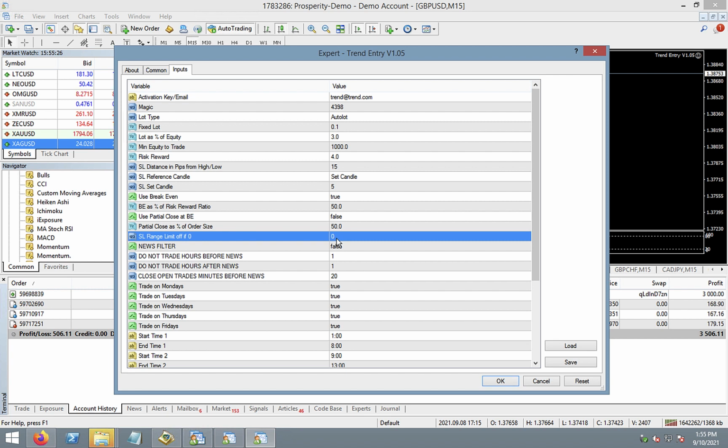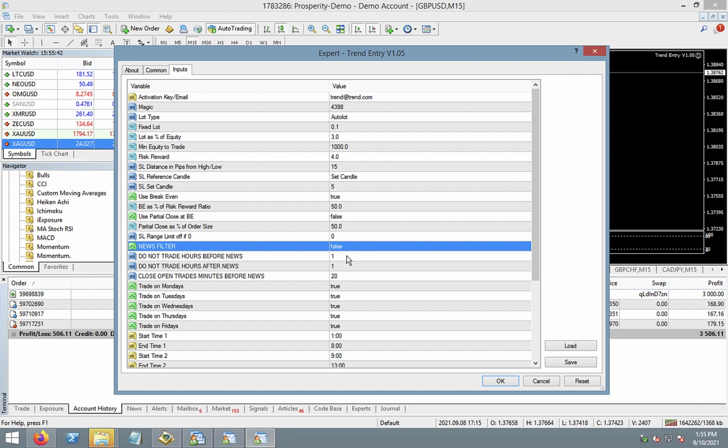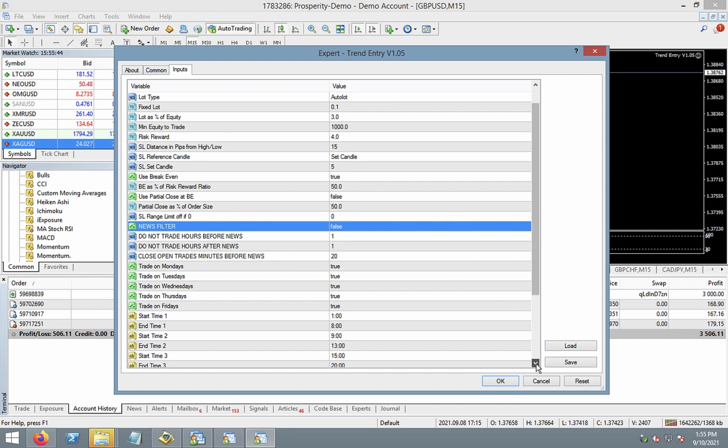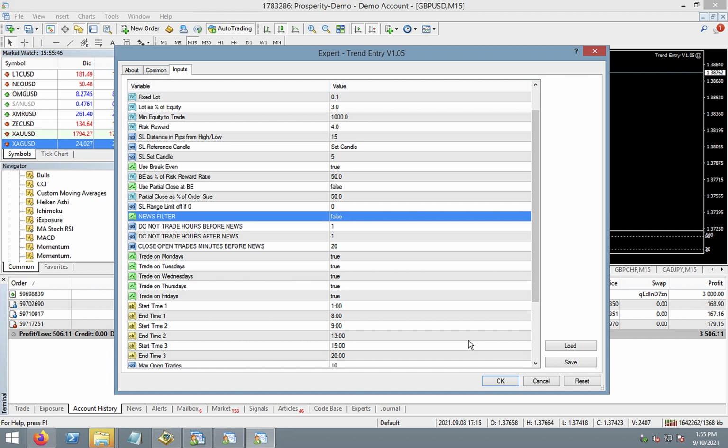I have a stop loss range filter, which I set to 0, but you can set something. Let's say that your stop loss is 70 pips. Well, if you put this at 50, that means that anything with a 50 pip stop loss or higher, it will not take the trade because the stop loss is too far. So that's another feature. It has the news filter, so it avoids news. It can avoid certain days. And you can do partial profit. So you can say, look, at 50% of the trade, I want to take 25% of the trade as partial profits.